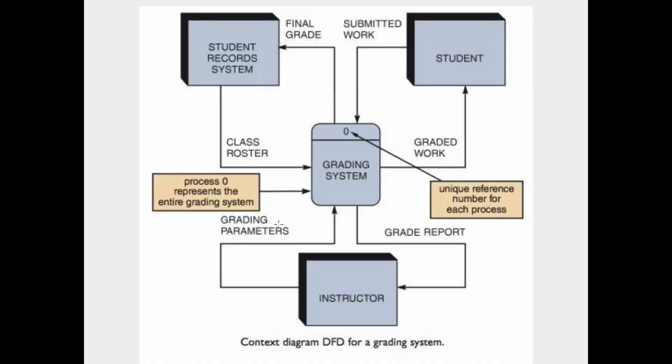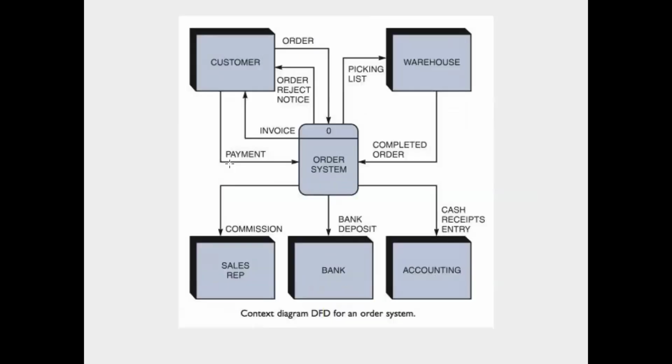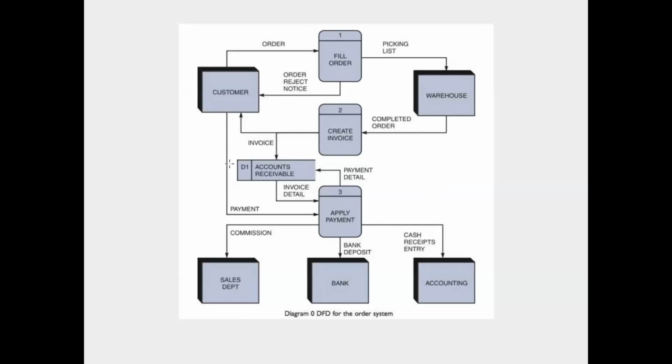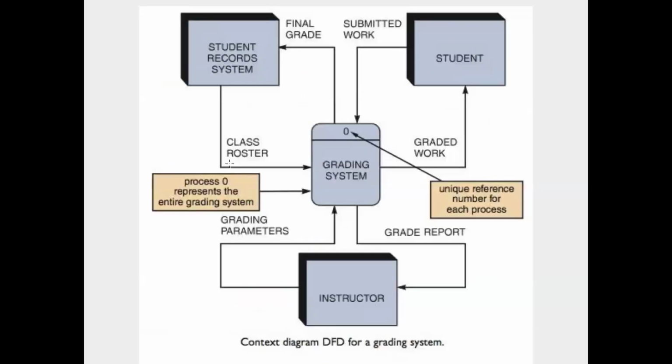Right. So let's look at a more detailed version of the context diagram. I told you in the middle, we have the process for the system and we named it 0. And you can see the external entities. One place to be careful about is this student record system. Right. So that's about the grading system.